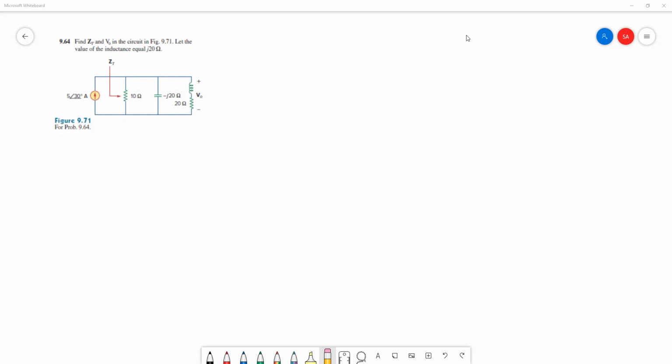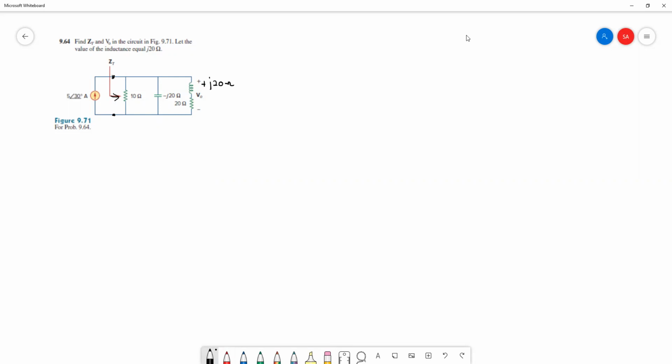So this is a question from Alexander and Sadiku. Find the total impedance ZT and V out. In the circuit of figure 9.71, let the value of the inductance, which is the reactance, equal J20, meaning that this inductor here is positive J20 ohm. So find ZT, which is the equivalent impedance looking from here.